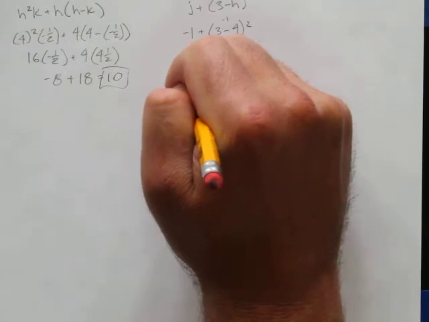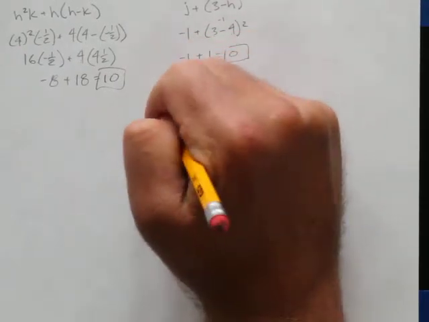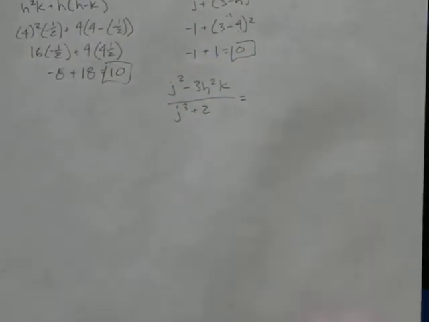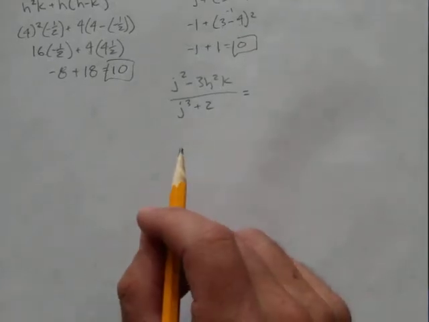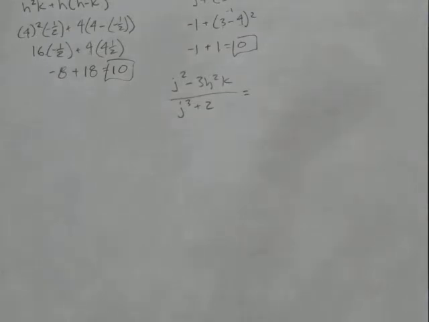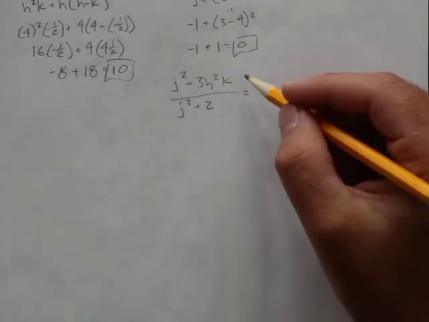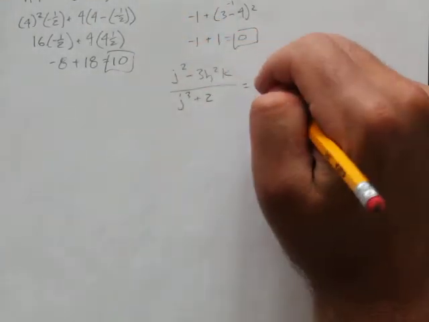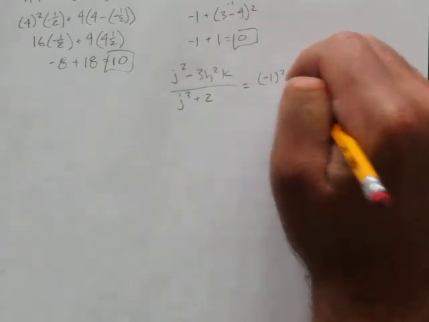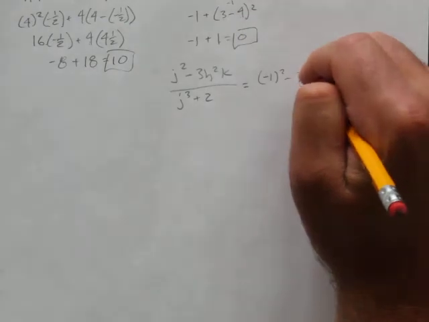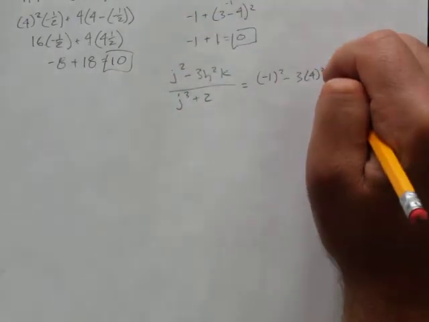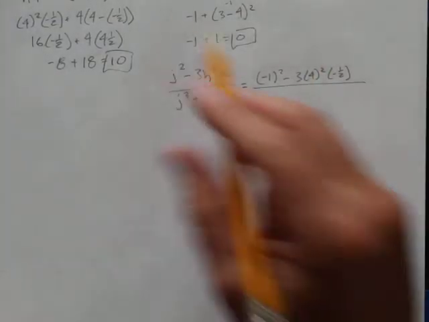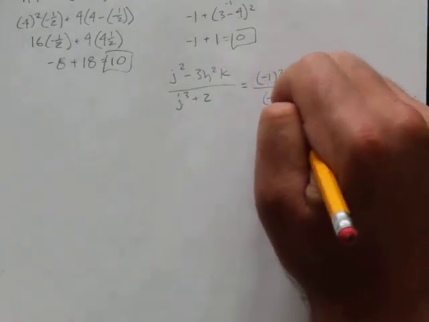J squared minus 3h squared k, all over j cubed plus 2. All right, let's do this bonus one here. So go ahead and try to get to work on this. Go ahead and pause now and get to work. And let's come back. All right, so I'm going to plug in those numbers, then I'm going to use PEMDAS. So j is negative 1, so I've got negative 1 squared minus 3 times h squared, h is 4, and k is negative 1/2. All right, over j cubed, j is negative 1 again, cubed plus 2.